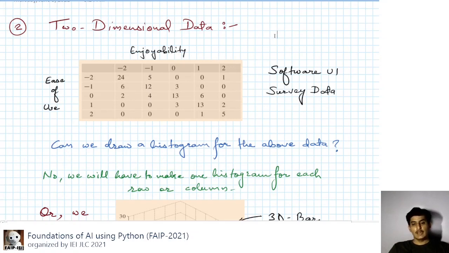Obviously not. Why? Because now we do not have linear data or single dimensional data. If we want to draw histograms for such a data set, what will we have to do? We'll have to draw multiple histograms. So there will be a scale. Then we'll have first a histogram for enjoyability's value -2. So this is very less enjoyable, very high. Data is like very tough. Very easy.